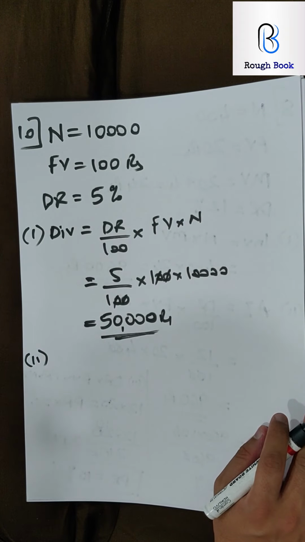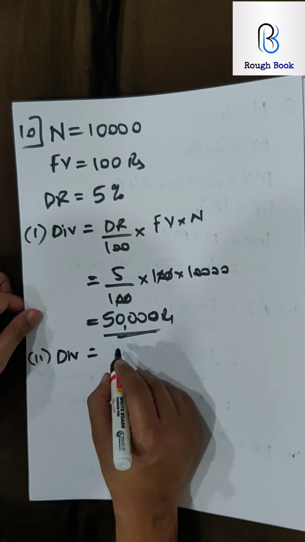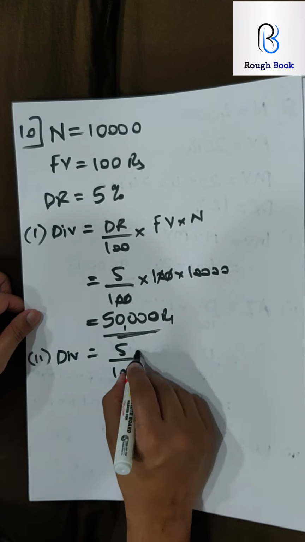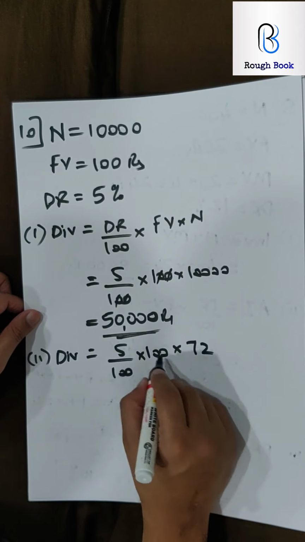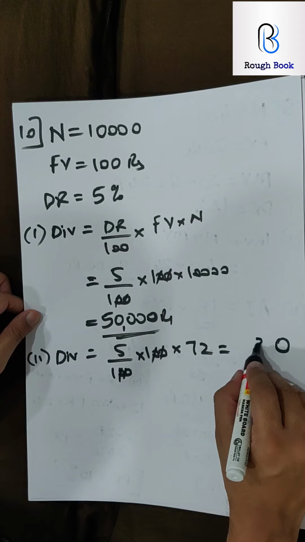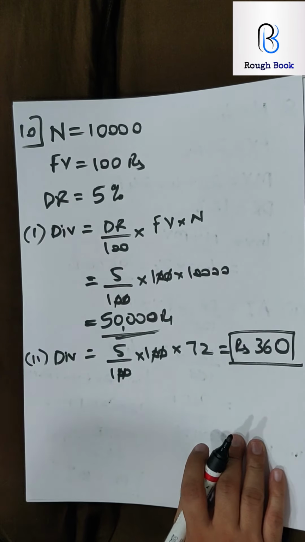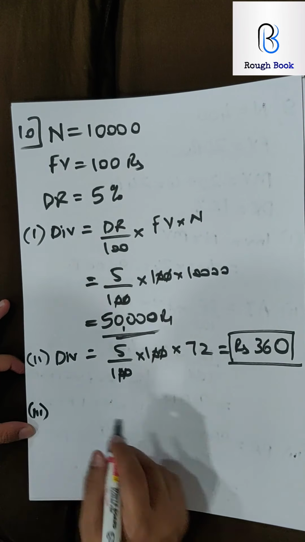The second part of the question, what should be the annual income of a man who has 72 shares? So annual income for the man, again dividend rate by 100 into face value, and he has only 72 shares. So 5 2s are 10, 5 7s are 35 and 1 is 36. So he will get rupees 360 only. Are you getting it? The dividend for the man and for the company are separate. So for the company it becomes 50,000, for the man it becomes 360.